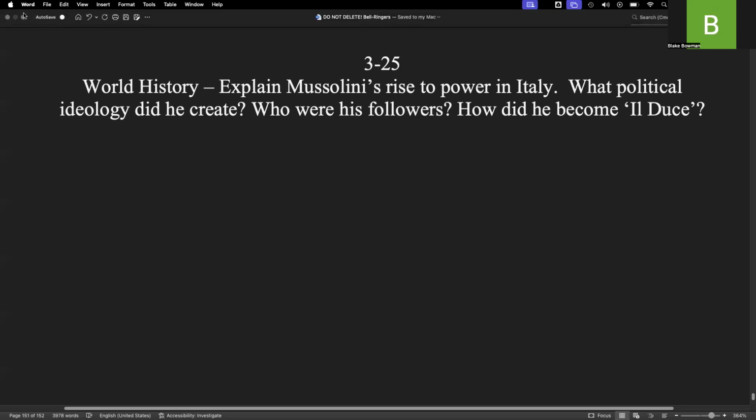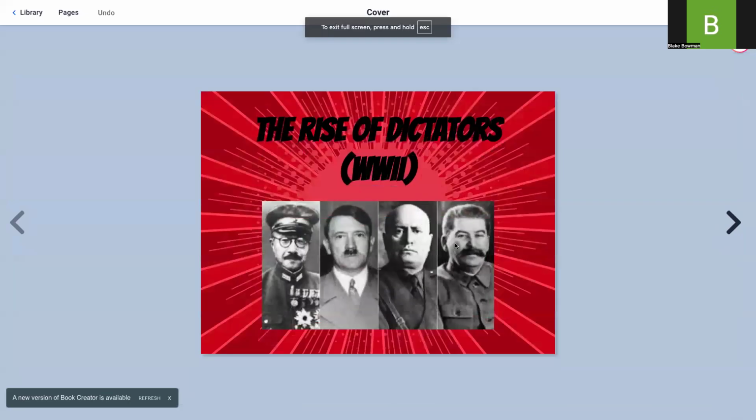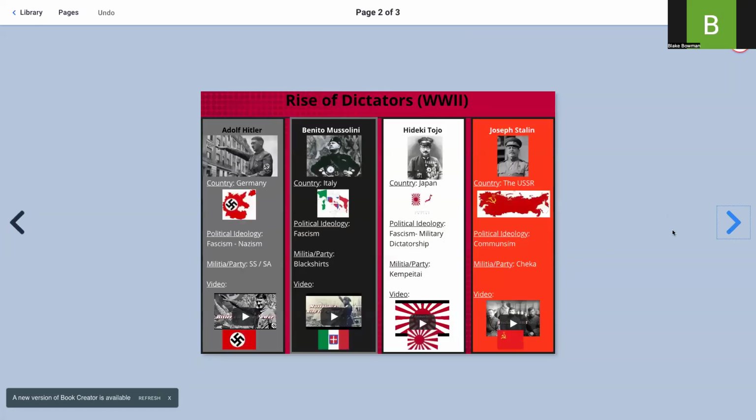Real quick, guys, attached to the assignment on Friday was this book that I created. It's Book Creator. Have you guys ever used this app? Oh, some of you? No? Okay. Well, anyway, there it is for you to have access to. Hopefully it worked for you. I know Mrs. O'Neill said it did. This is a good study tool for you guys.